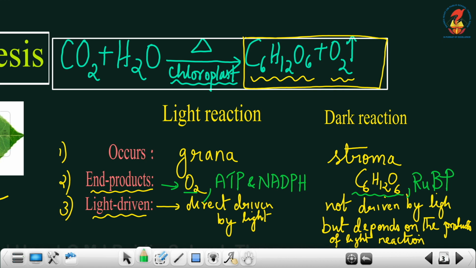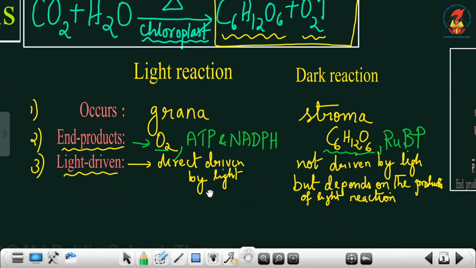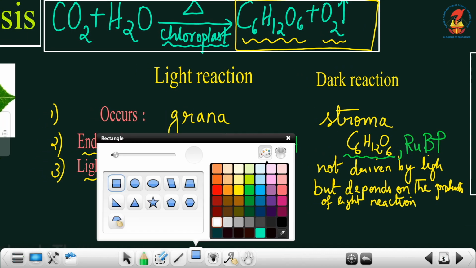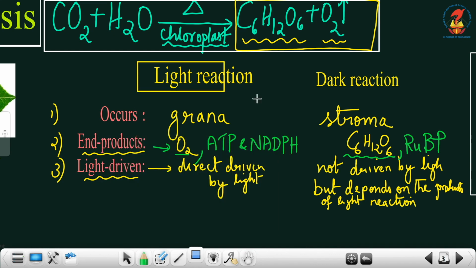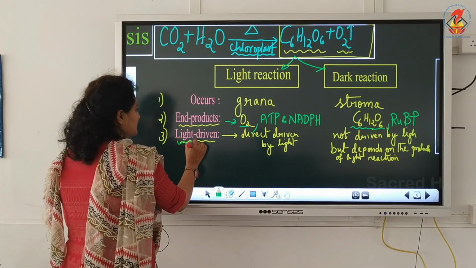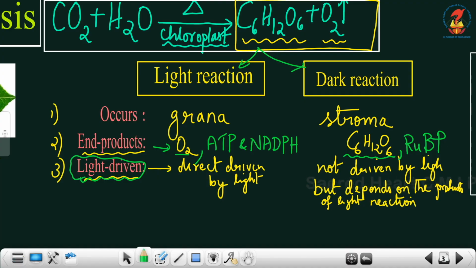So once again, let's look into the difference between light and dark reaction, the two phases of photosynthesis. So photosynthesis has two phases. The two phases are light reaction and dark reaction. And let the first point be this. Why is it called light reaction? Yes, it is directly driven by light.